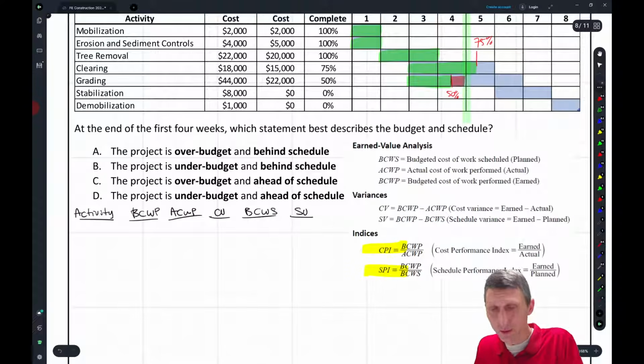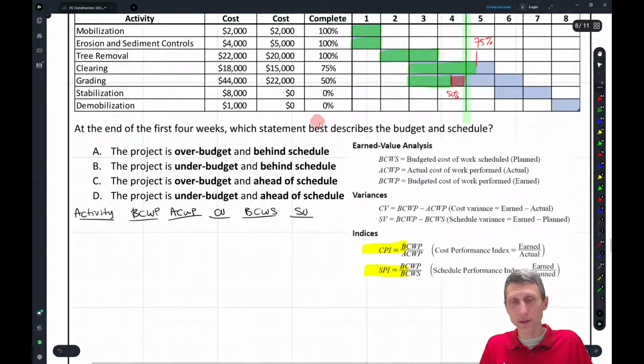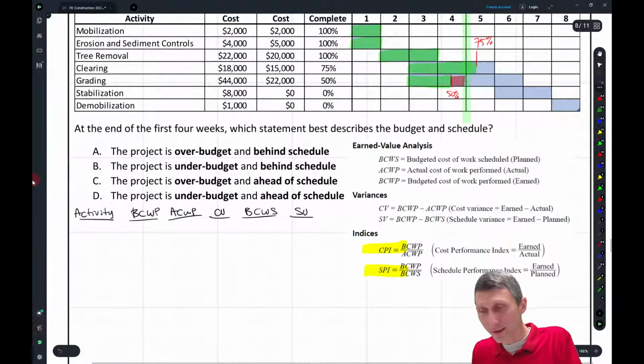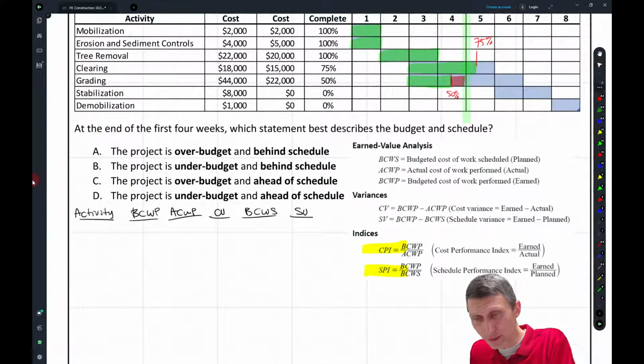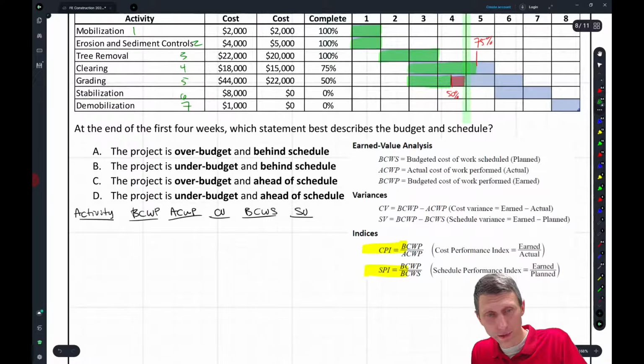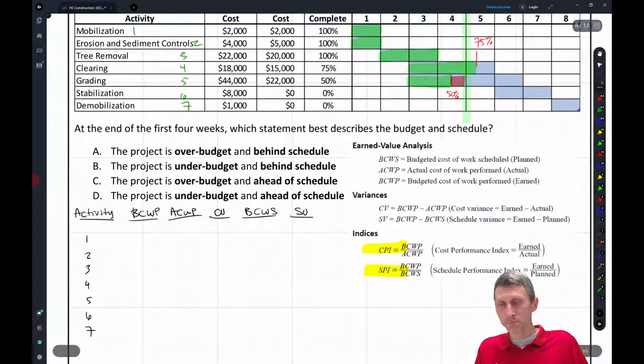Okay, so these are all different pieces that show up in this earned value analysis. So rather than write down all the activities, I'm just going to label these, kind of like 1, 2, 3, 4, 5, 6, 7. So just to make it a little bit quicker here, I'm just going to copy those down. So 1, 2, 3, 4, 5, 6, 7. So those are activities.